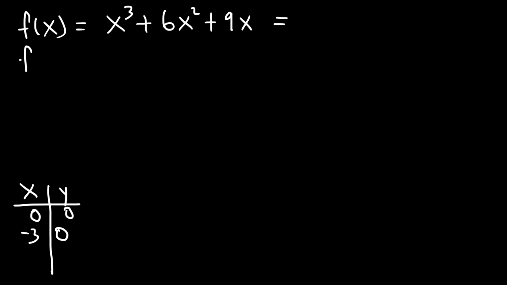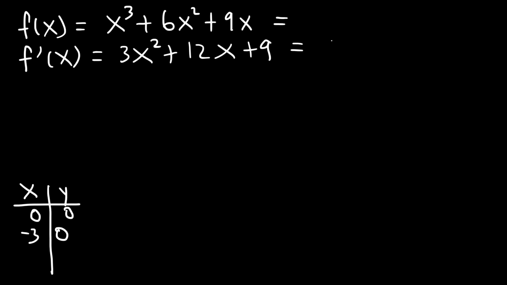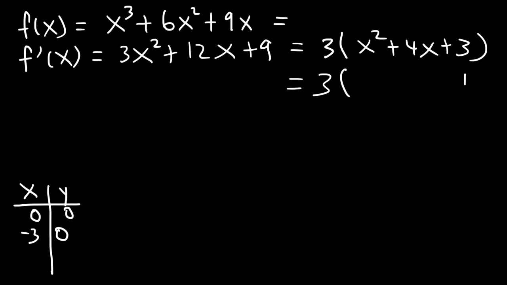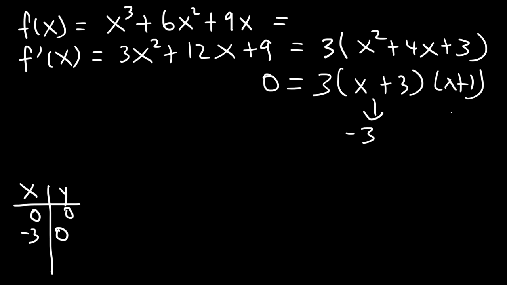Now let's find the first derivative of the function. It's going to be 3x squared plus 12x plus 9. Now let's take out the GCF, which is basically 3. So we're left with x squared plus 4x plus 3. And then we could factor the trinomial. Two numbers that multiply to 3 but add to 4 are 1 and 3. So we can write it as x plus 3 times x plus 1. And if we set the first derivative equal to 0, we can get the critical points negative 3 and negative 1.